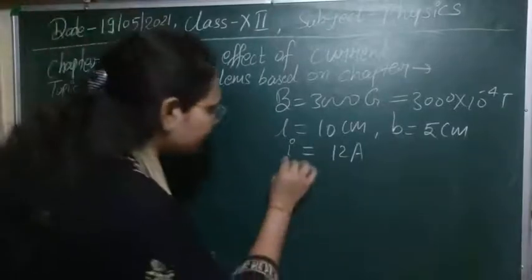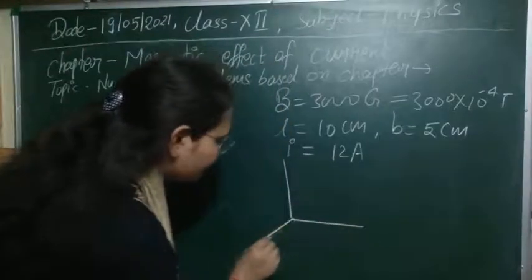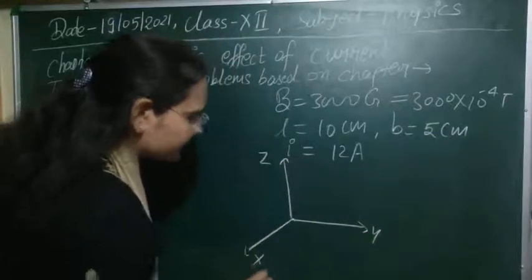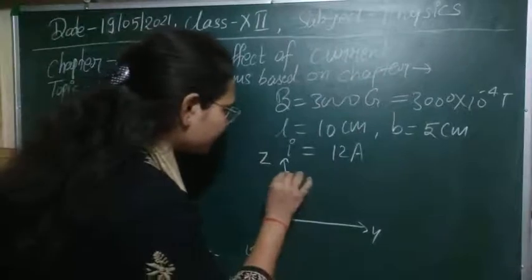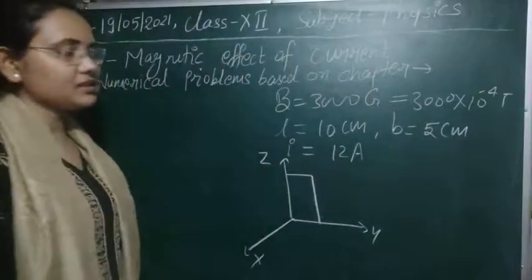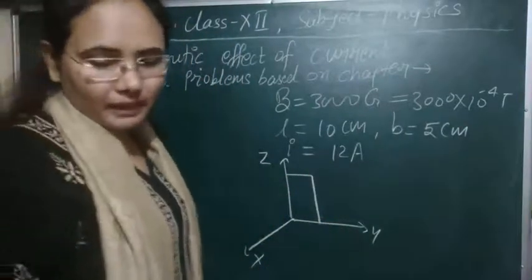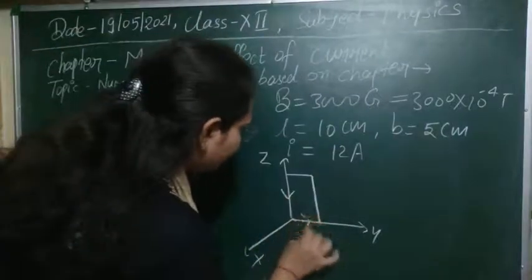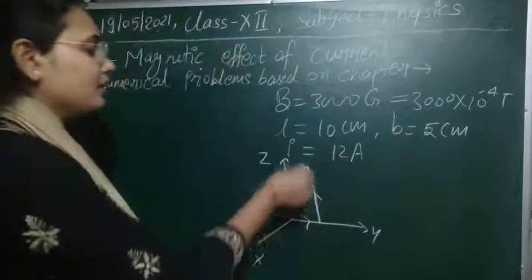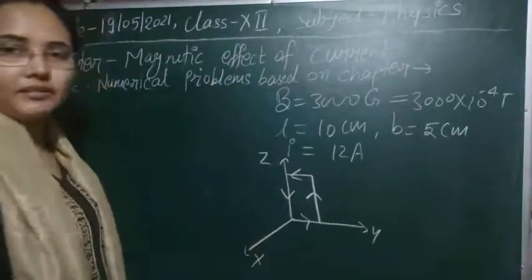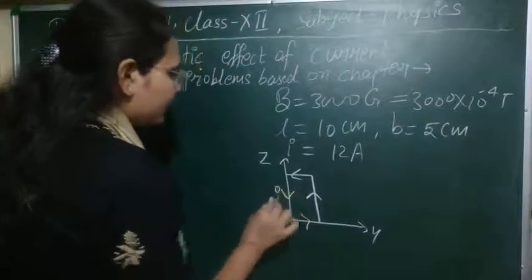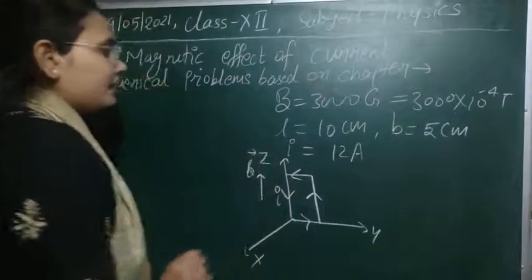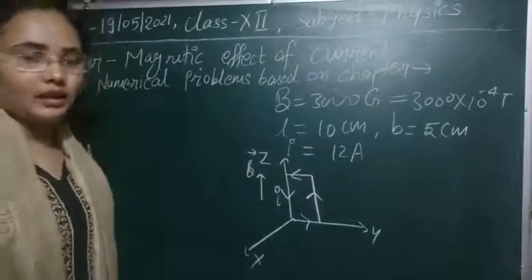So your first condition: this is our z direction, this is the y direction, this is the x direction, and a loop is given to us in this way. A loop is given in the yz plane, not xy, and the current is flowing in the anti-clockwise direction. So current I is flowing, and the magnetic field is given along the z direction, as in our question.